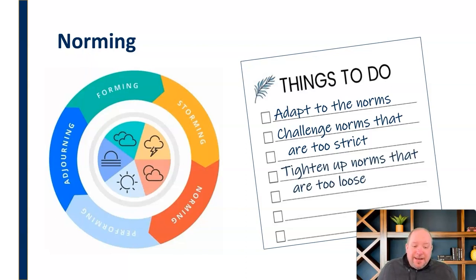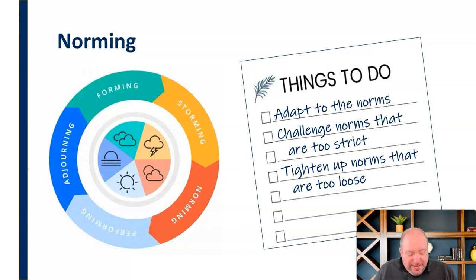And at the same time, we need to tighten up norms that are too loose. If there are norms that are keeping us from being efficient because things are a little too loose, or there's something we need to adjust, we need to be able to move those norms as necessary, to challenge the ones that are too strict and to tighten up the ones that are too loose.